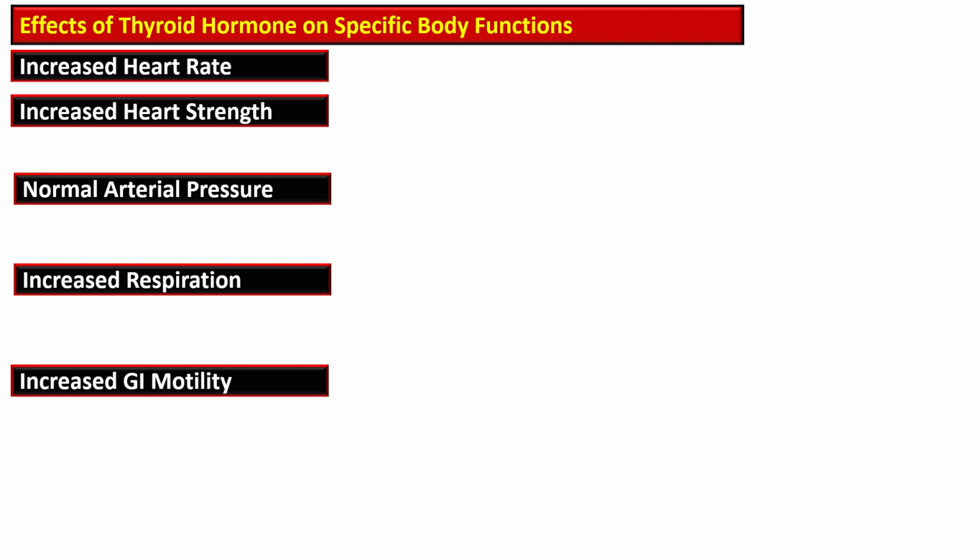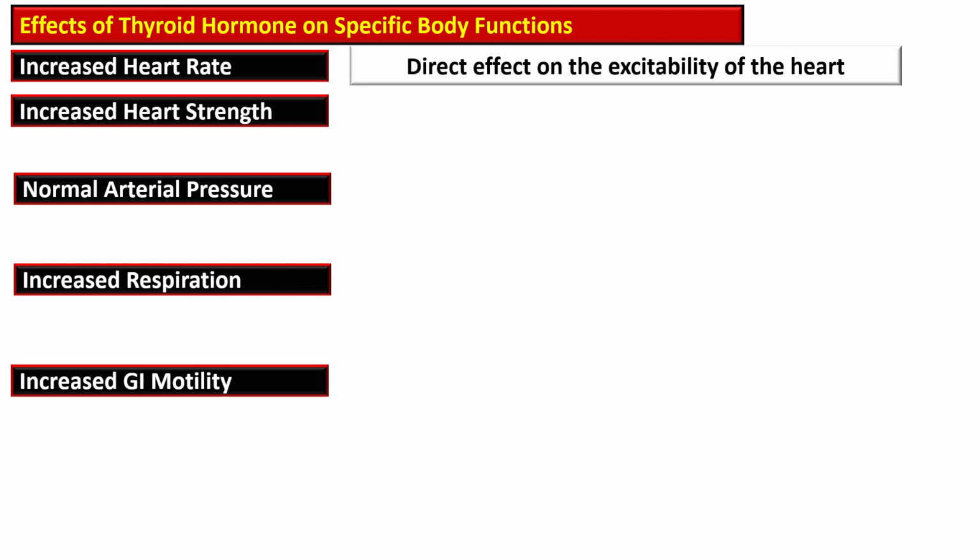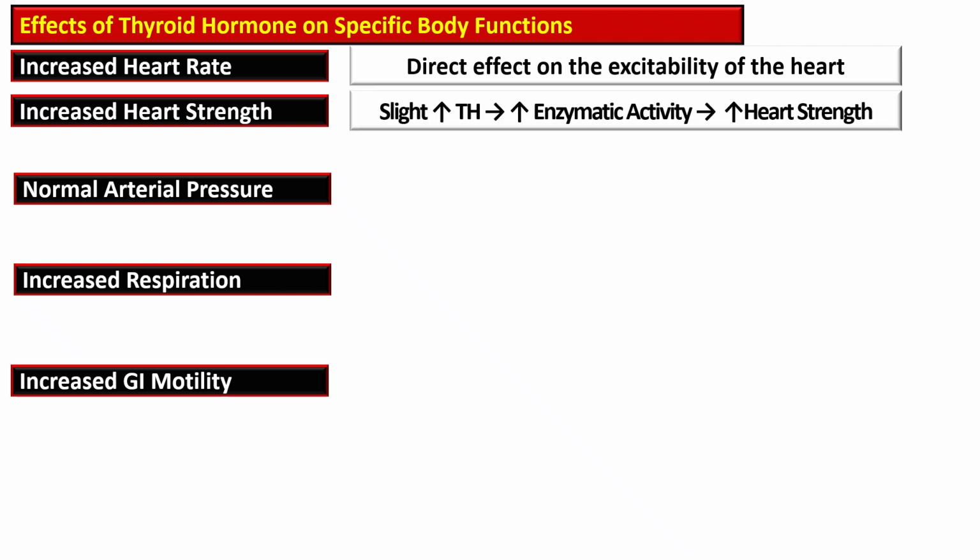Cardiovascular, respiratory, and GI systems all are affected by the thyroid hormone. The thyroid hormone is responsible for increased heart rate. The thyroid hormone directly increases cardiac excitability. Clinically, heart rate is a sensitive indicator of thyroid hormone level. The heart strength is increased if there is slight increase in the thyroid hormone. This is caused by enhanced enzymic activity, similar to the cardiac effect of fever or exercise.